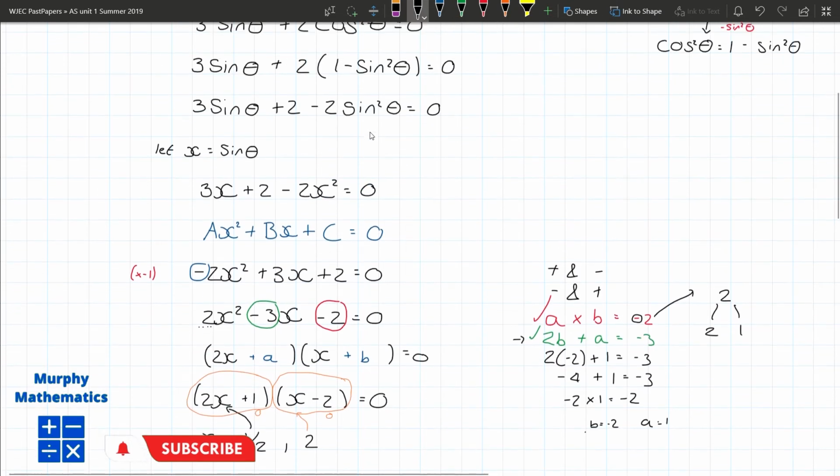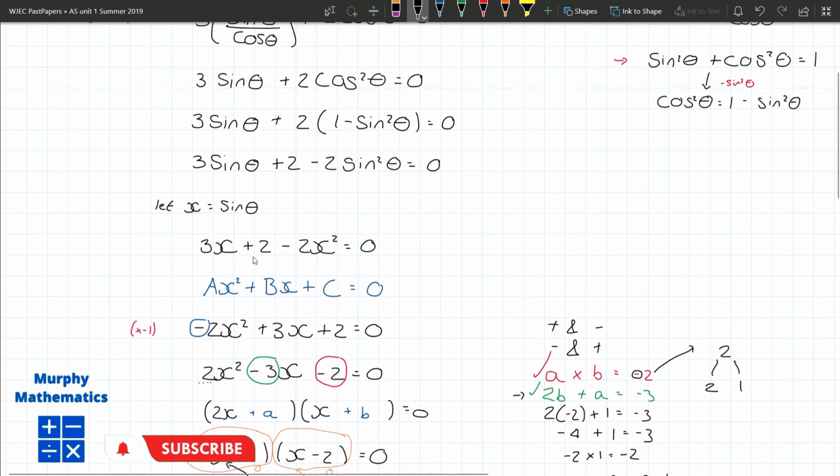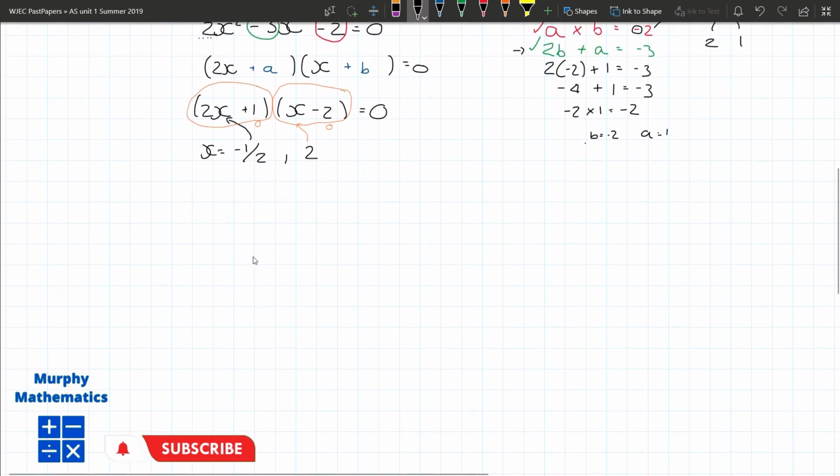A few lines upwards, I said let x equal sine theta. So now I'm just going to reverse that and put sine theta back in for my x. So I know sine theta equals minus a half or 2. Okay, so now we have a slight problem here with this 2. We know the maximum value of sine theta is going to be 1. So 2 isn't a solution, so we're not going to get a number for when sine theta equals 2. We'll draw out the graph now, because we're going to have to do it eventually.